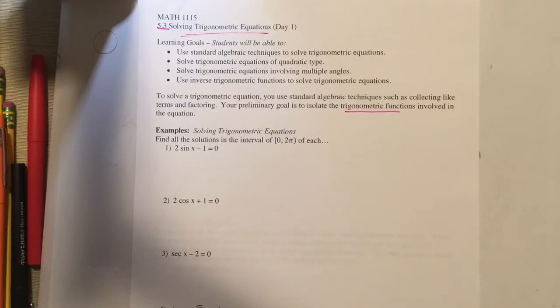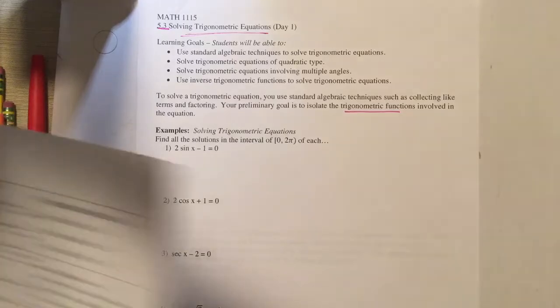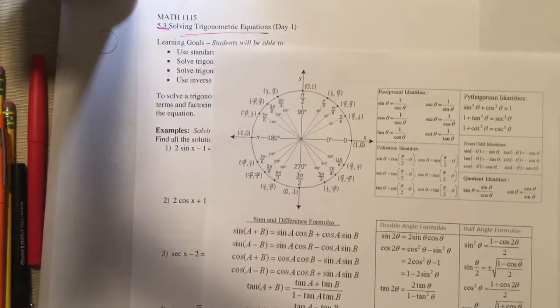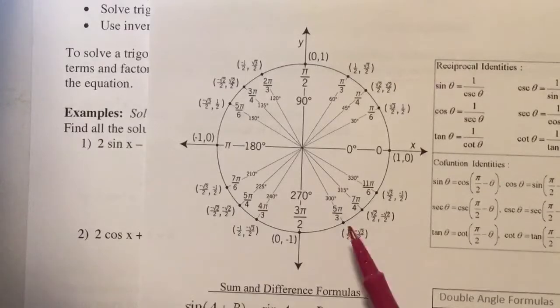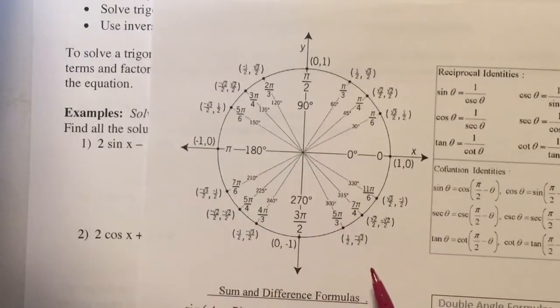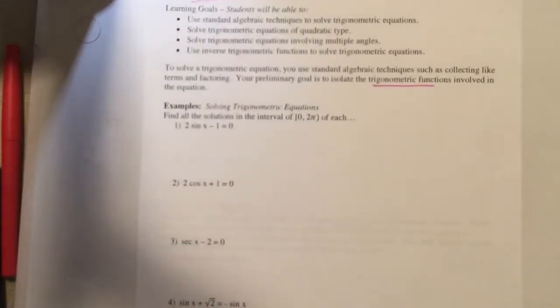We are solving equations. One of the things you will need in order to solve trig equations is a copy of your unit circle. If you do not have a paper copy at home, there is a visual of the unit circle in the back cover of your textbook. So if you have your textbook at home, flip that back cover and you will find a copy of the unit circle. Let's go ahead and start solving some trig equations.